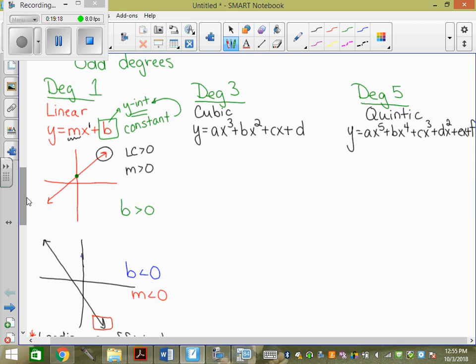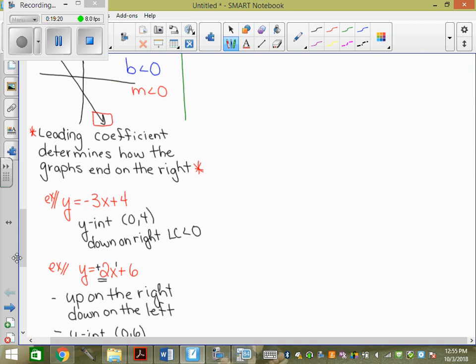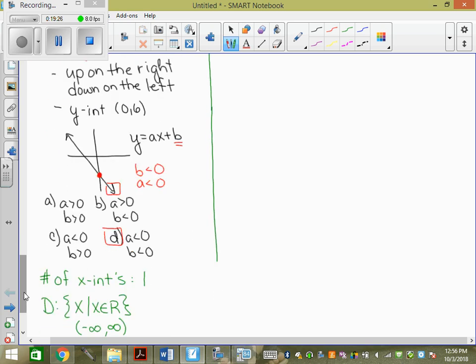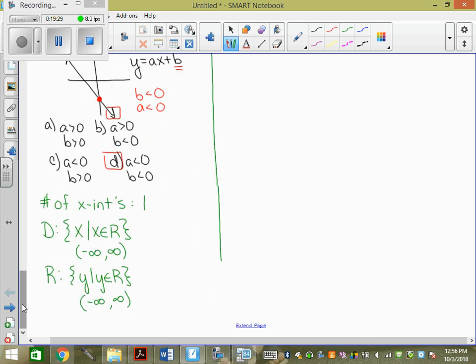So cubic is a degree 1 function with an extra bubble. Literally, that's all it is. Does a linear line have any maxes or mins? No, it's a line, right? So no maxes or mins. Degree 3, that can change. So we could go no max min.